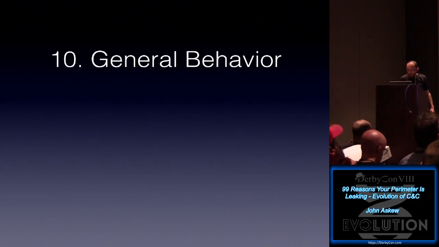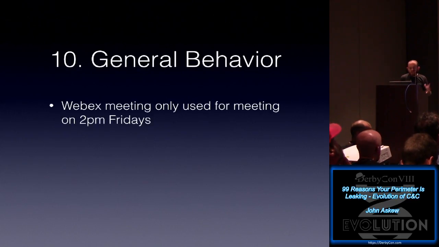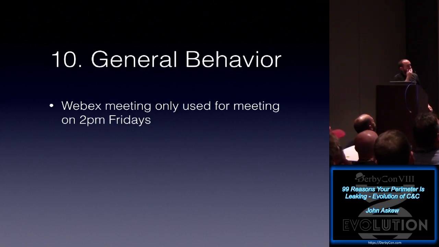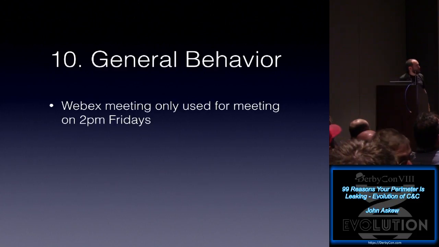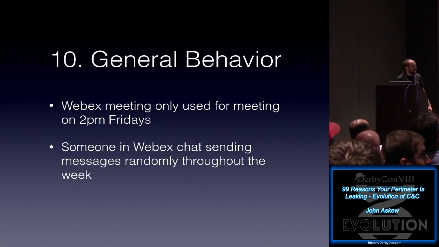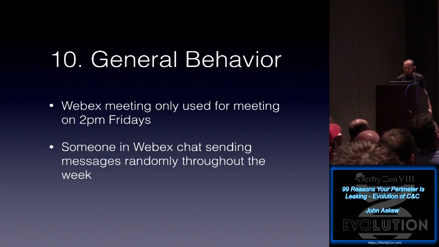And number 10, general behavior. So just one example here. This is kind of a catch-all. You've got a WebEx meeting scheduled for 2 p.m. on Fridays, right? You've got this WebEx chat room or conference room, but then you look at your network and someone's sending WebEx chats to this room all throughout the week. So that might be something that should arouse suspicion, because you understand how the application is used in a broad sense, and this is a deviation from it.